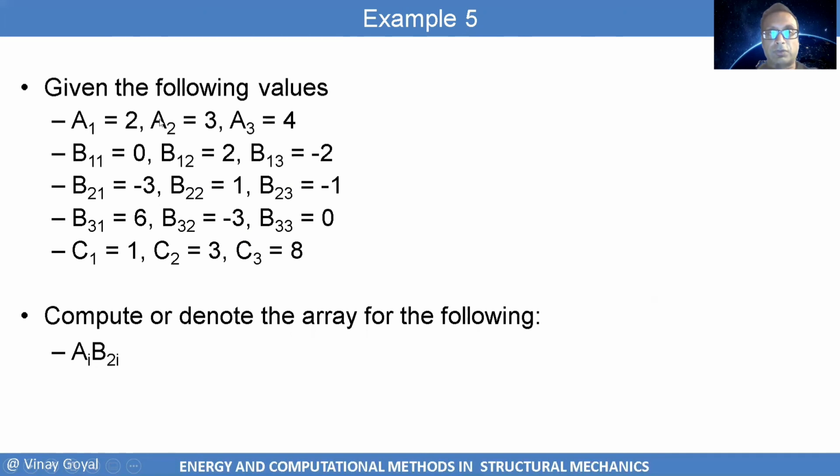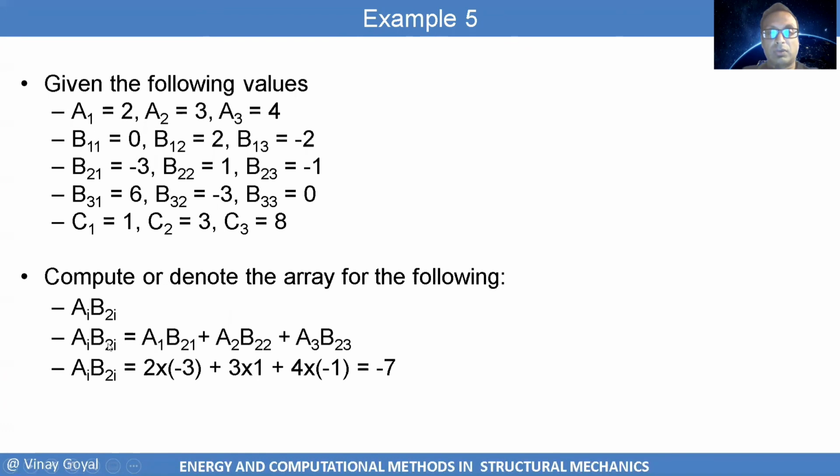and this A is a first order system because it has one index. These B's are a second order system because they have two indices. And C is a first order system because it has one index. The question here is to compute or denote the array for the following: A_i B_2i. So I want to calculate this. Now i is repeated, so it's a summation over i.